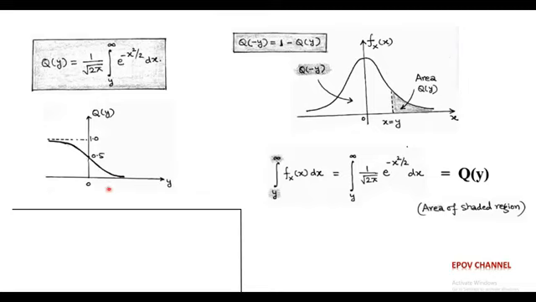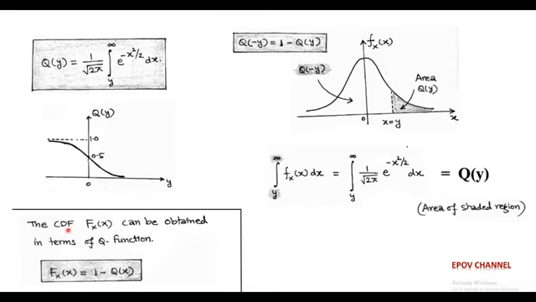Also, we note a point. This Q function can also be used to determine the Gaussian CDF. So the Gaussian CDF, that is capital F of x, equals 1 minus Q of x.